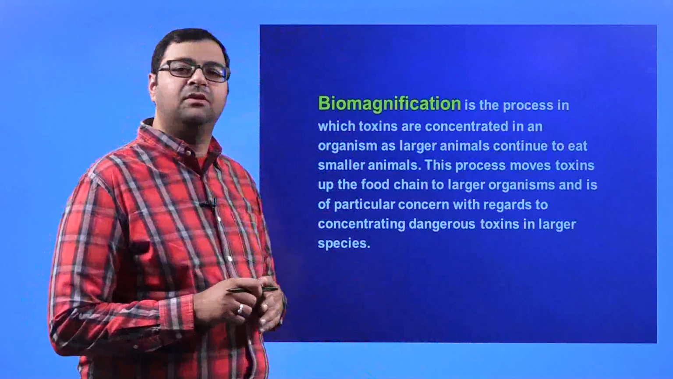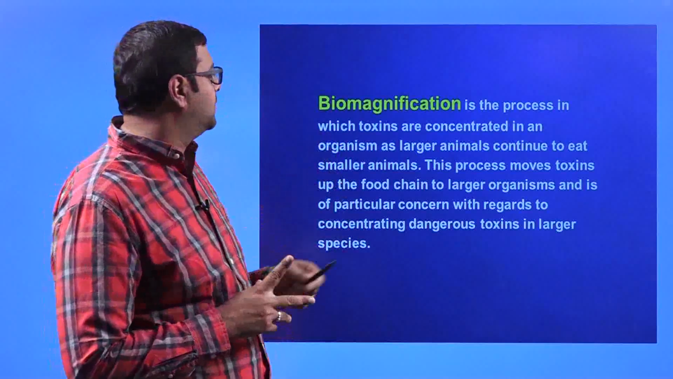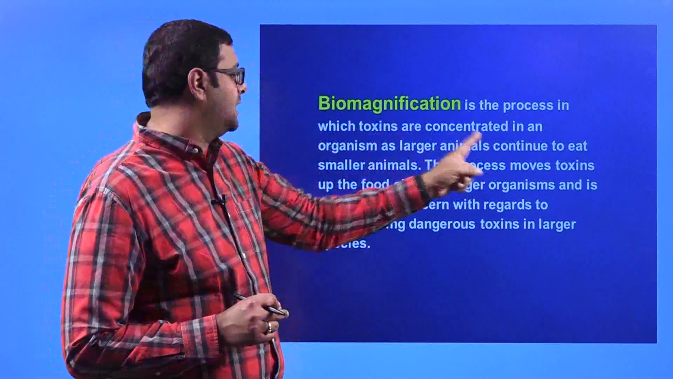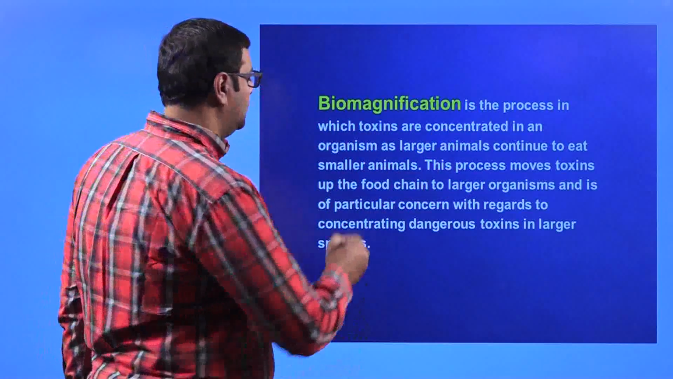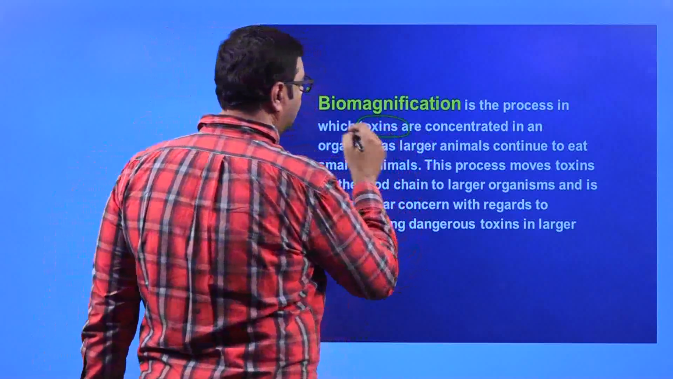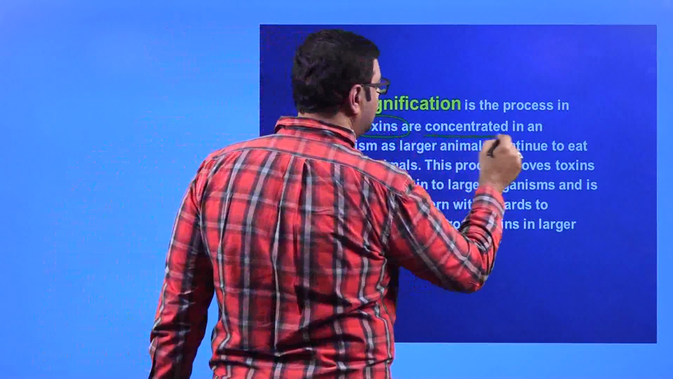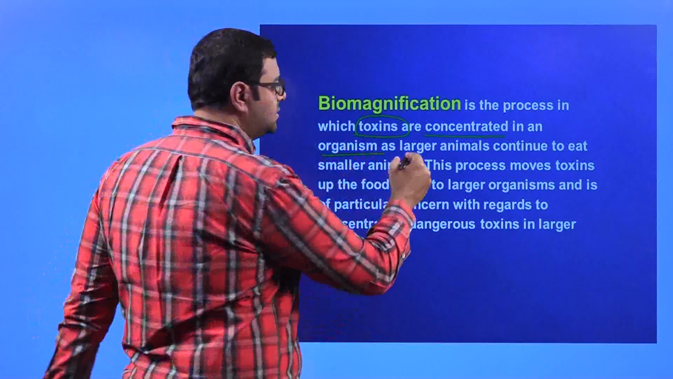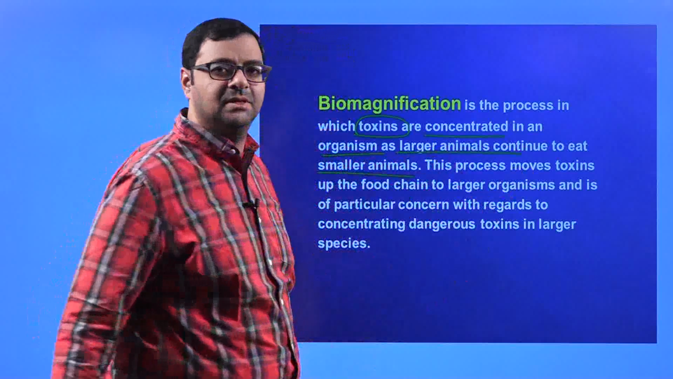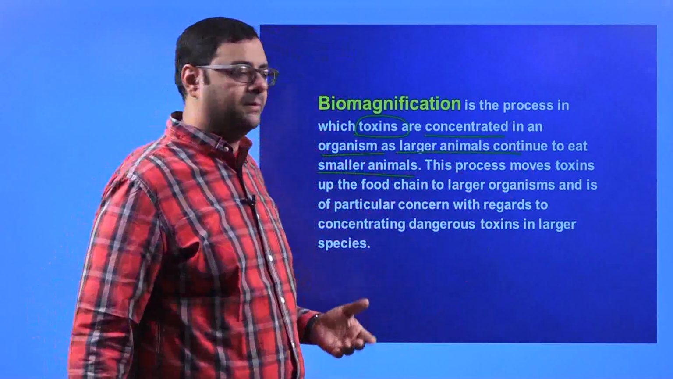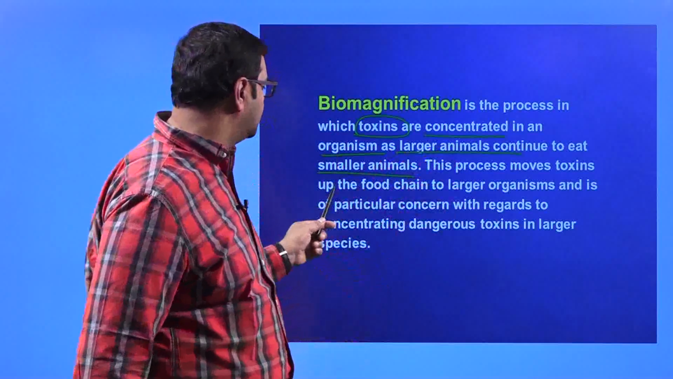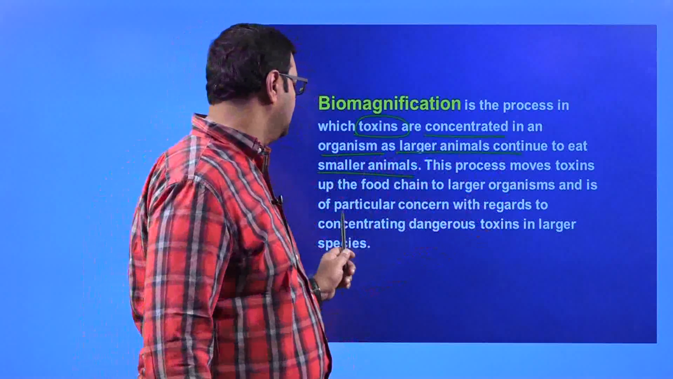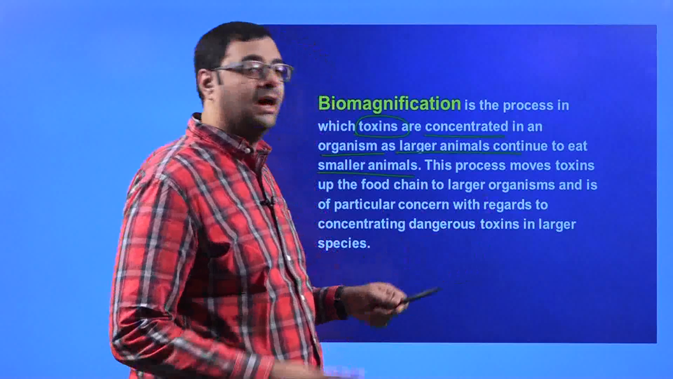Now this is the definition for biomagnification. Biomagnification is the process in which toxins are concentrated in an organism as larger animals continue to eat smaller animals. Now this statement you'll understand as we go further. This process moves toxins up the food chain to larger organisms and is of particular concern with regard to concentrating dangerous toxins in larger species.